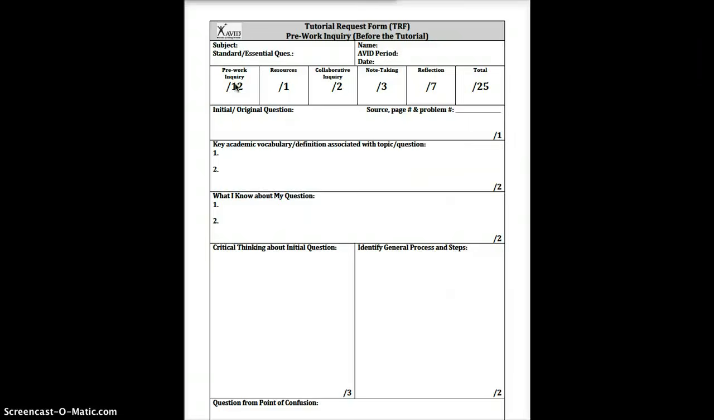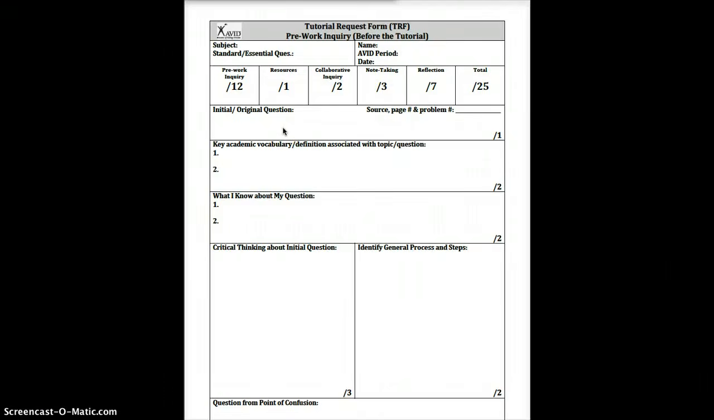Grading the TRF involves reviewing the pre-work students completed at home, making sure students brought resources from their content classes, making sure students ask questions during the tutorial, take 3-column notes during the tutorial, and complete their reflection at the end of the tutorial to document their learning. This grading process may be modified by the AVID academic elective teacher. This is the only part of the TRF that can be changed.